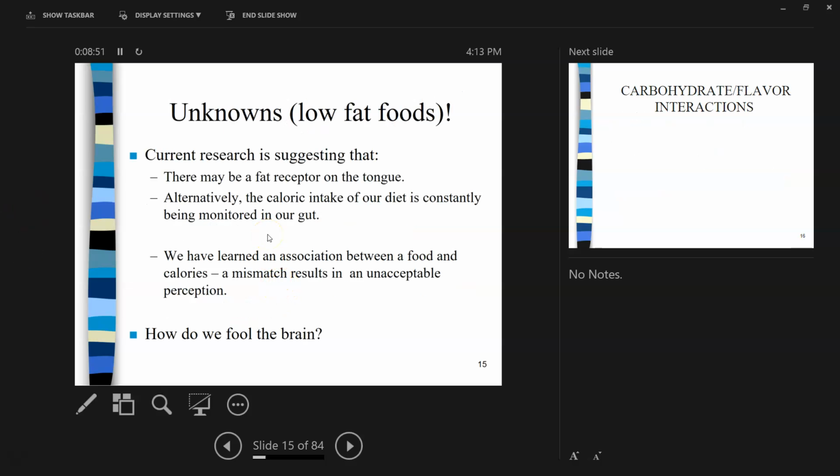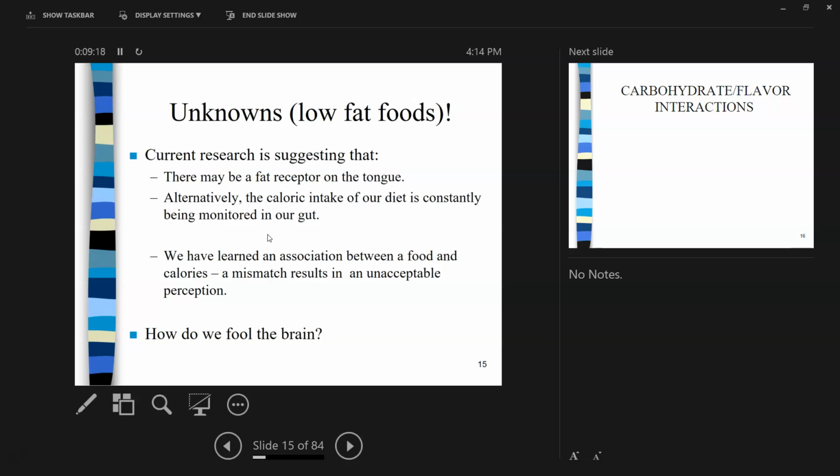And it's interesting too that there was, I don't know what he was, a neurologist or something along those lines, that was looking at fat receptors. And you've probably all heard of fat receptors. So do we have a fat receptor on the tongue? Do we have one someplace in our gut? Do we monitor calories or something that's coming along that comes from fat?